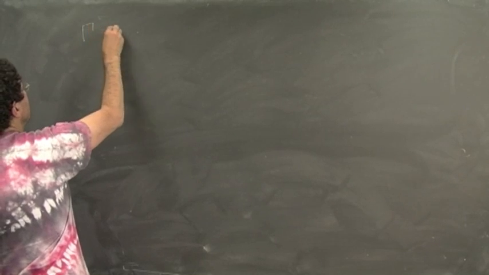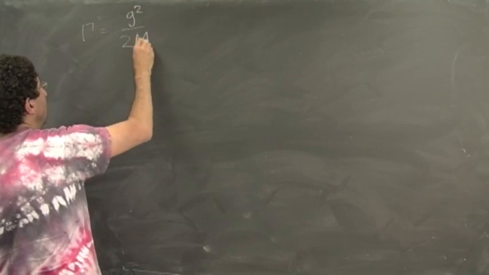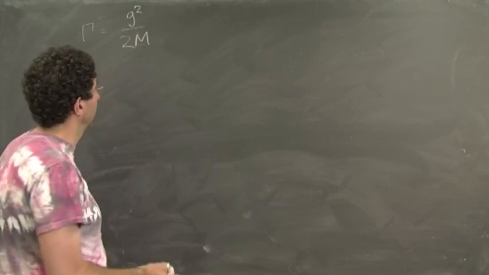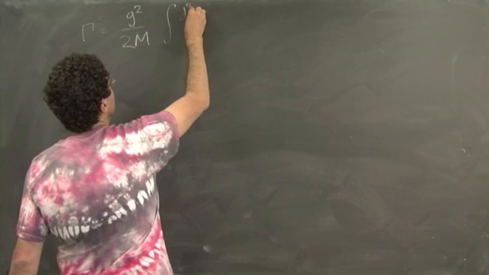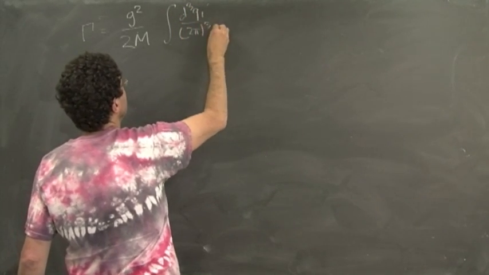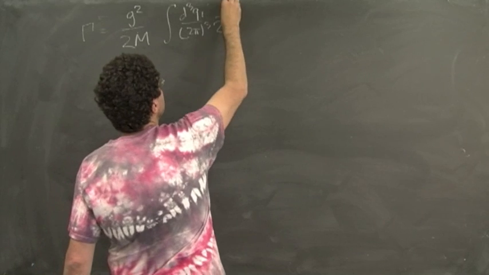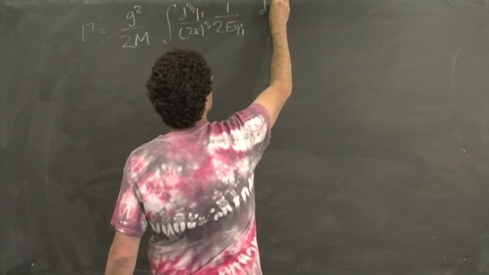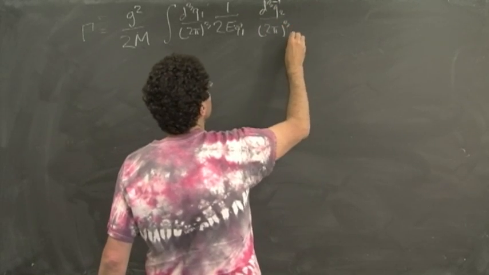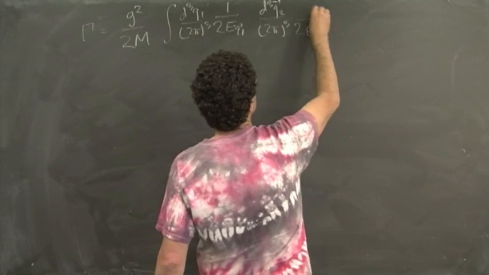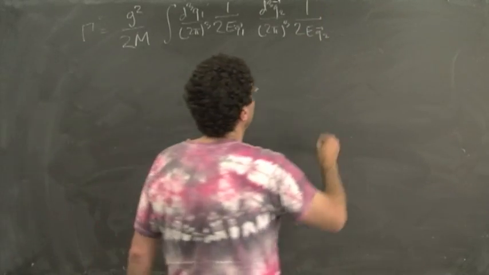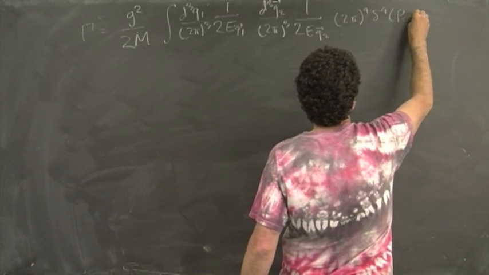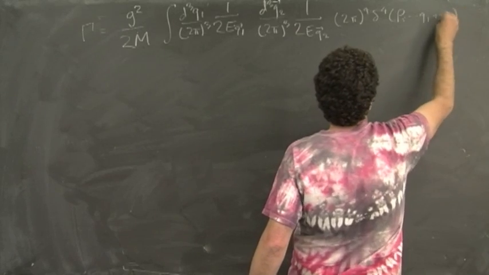So the decay rate is just going to be g squared over 2m. This is the mass of the decaying meson. And now we have to integrate over the two-particle final state phase space. So this is d cubed q1 over 2 pi cubed, 2 E1, let's call this E at q1. And then we have d cubed q2 over 2 pi cubed, 2 E of q2. Okay, that's the measure. And then we have our delta function, 2 pi to the fourth, delta fourth of P initial minus q1 plus q2. Okay?